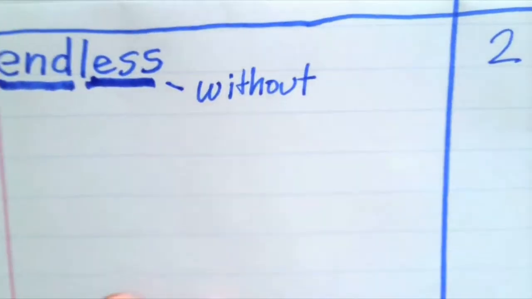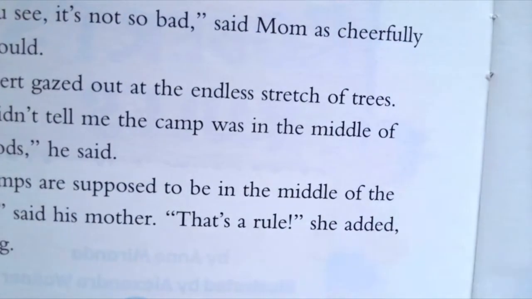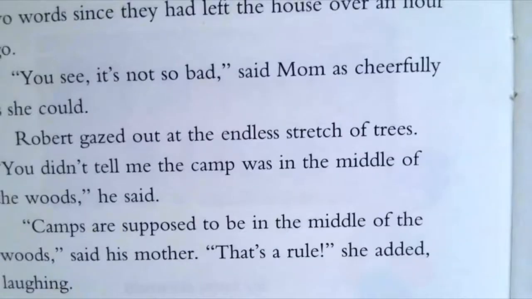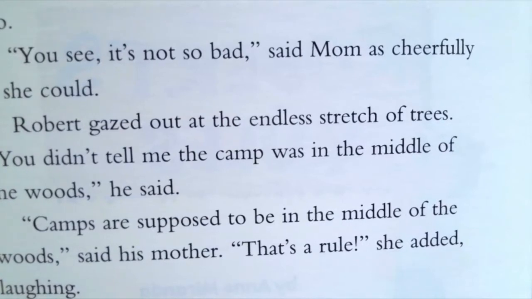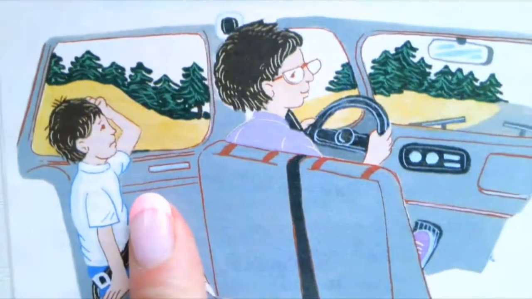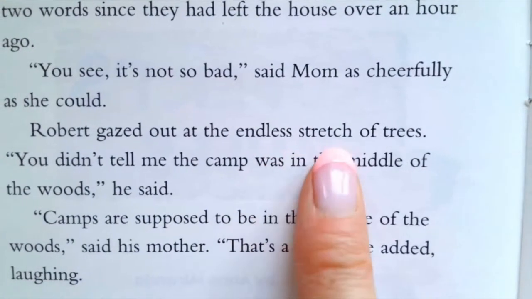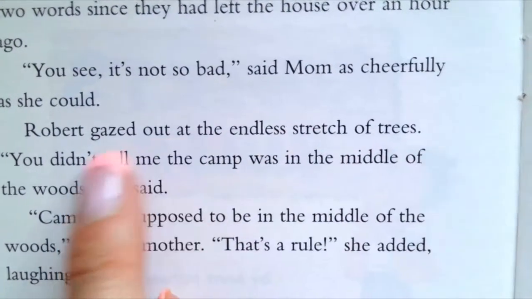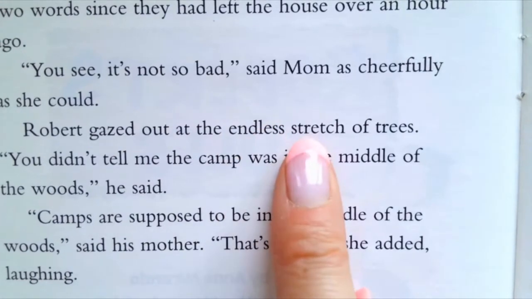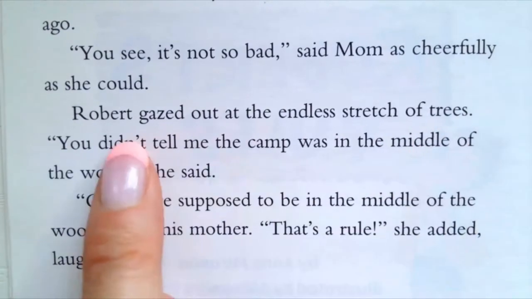Let's put a line under this word too. So we have collected 2 new words, gazed and endless. These words are important. They help us to understand how Robert is acting right now. When he's gazing out at the endless stretch of trees, it tells us not only how he's acting, but how he feels about it. He sees the trees as going on and on forever.